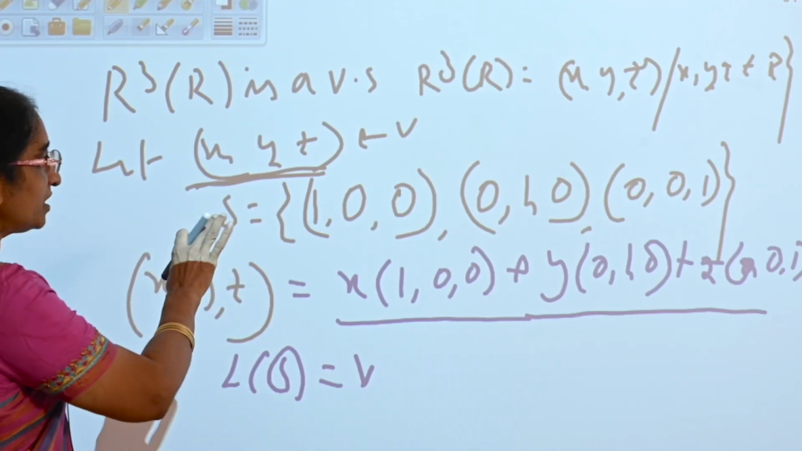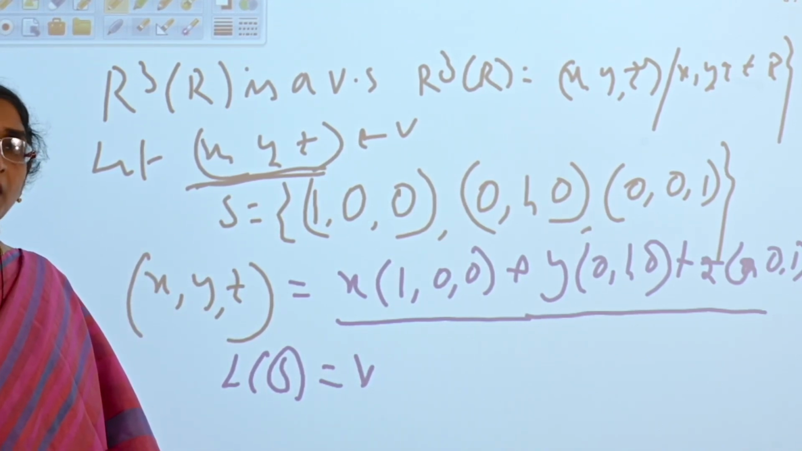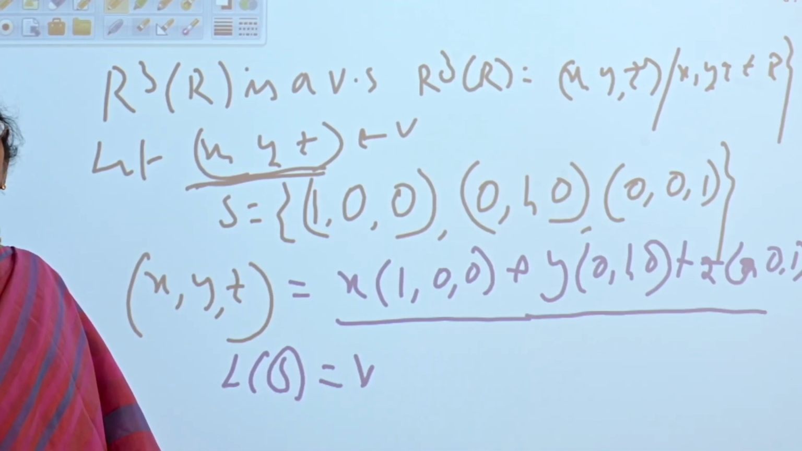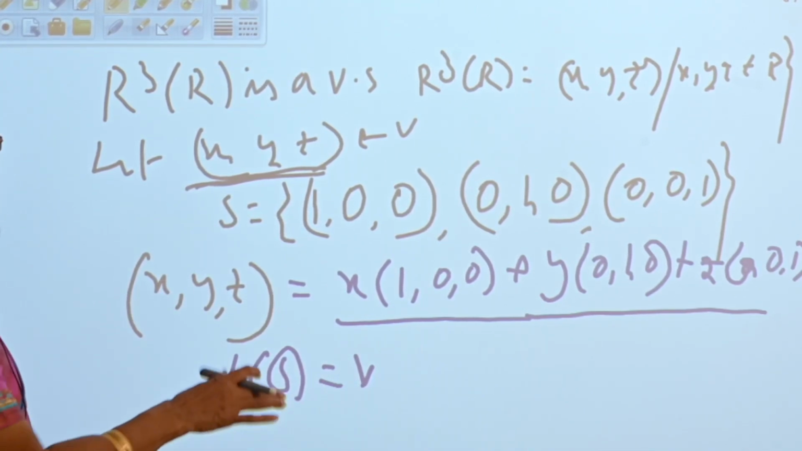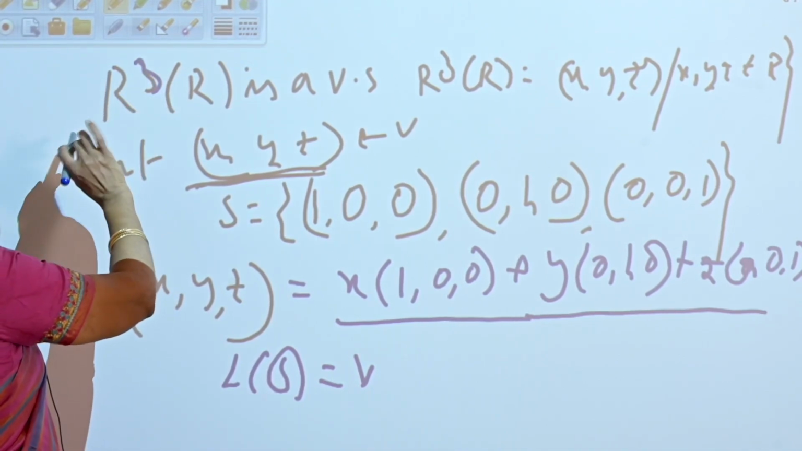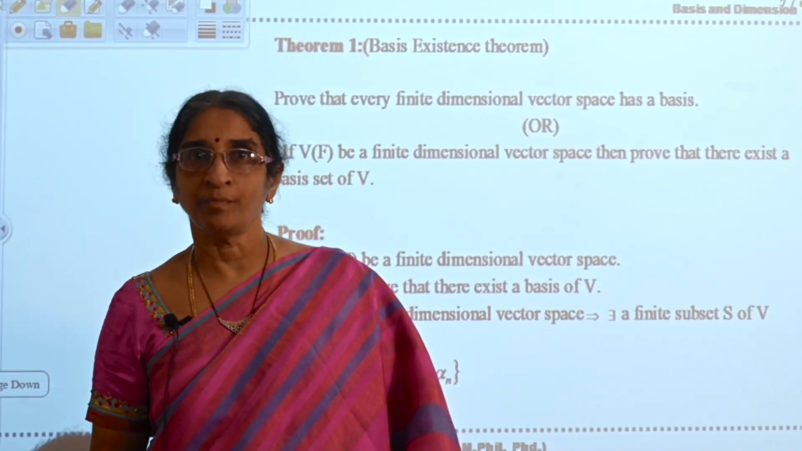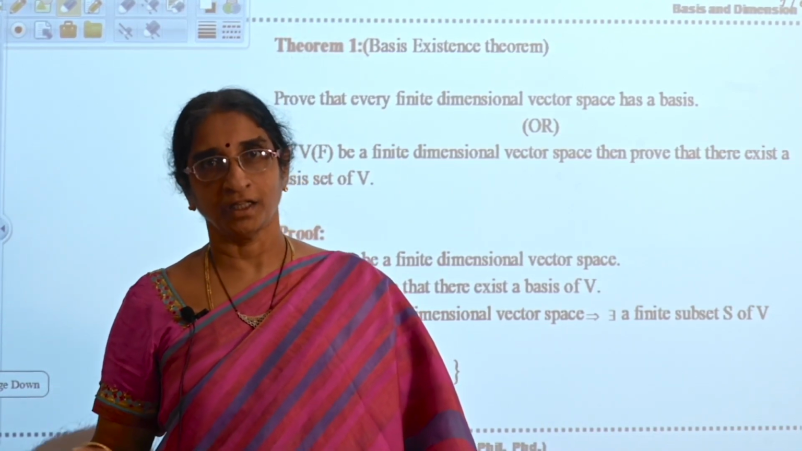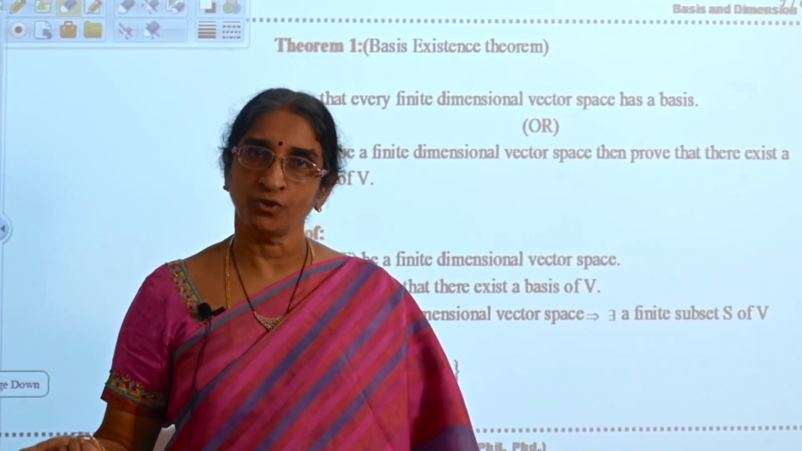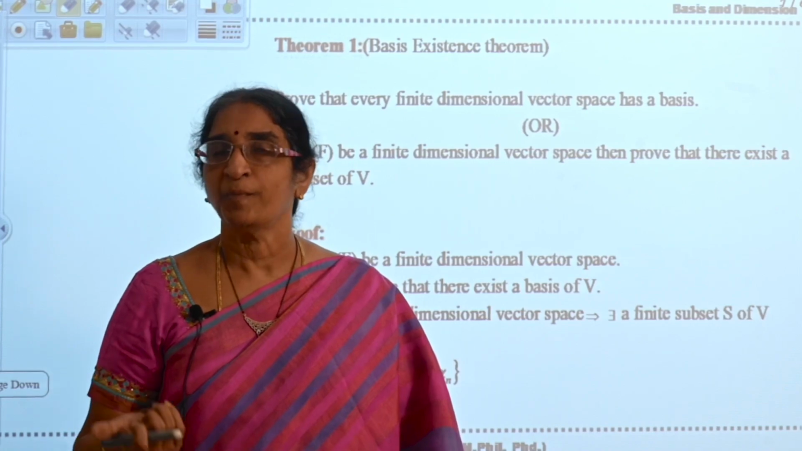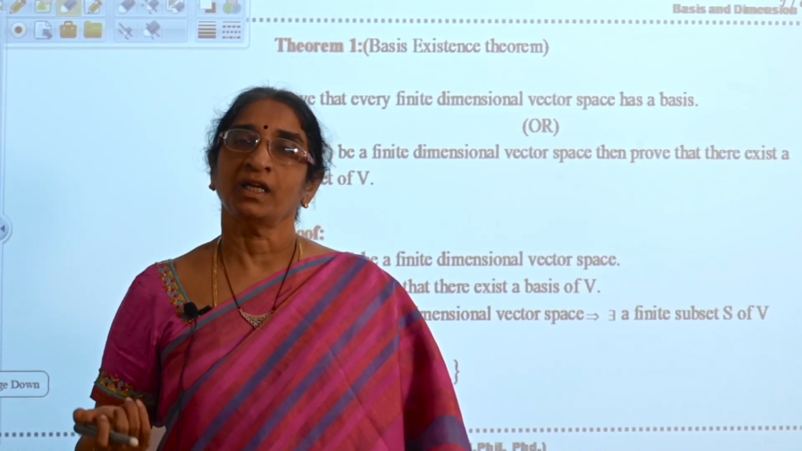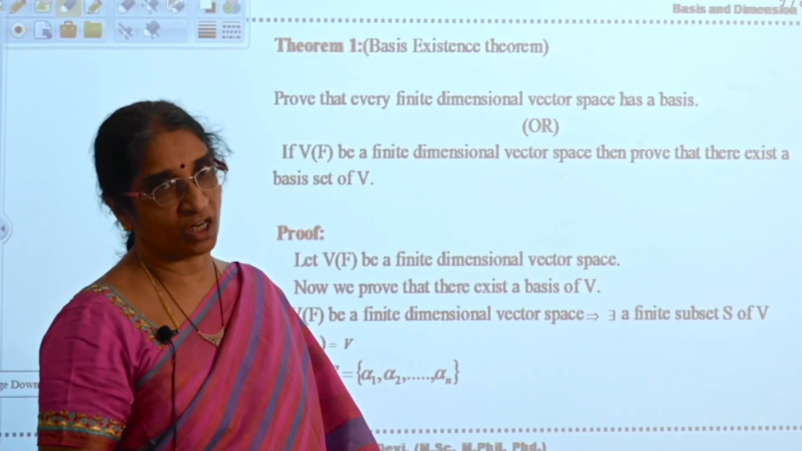How many elements are there in S? Three elements are there. The number of elements in the basis set is said to be the dimension of a vector space. The dimension is written like this, R3. So, the set of all ordered triads will form a vector space and its dimension is 3 because the number of elements in this basis set is 3. You have seen one example for a basis set: you have taken R3 of R and S equal to {(1, 0, 0), (0, 1, 0), (0, 0, 1)} is the basis set for that vector space. The number of elements in the basis set is said to be the dimension of a vector space.